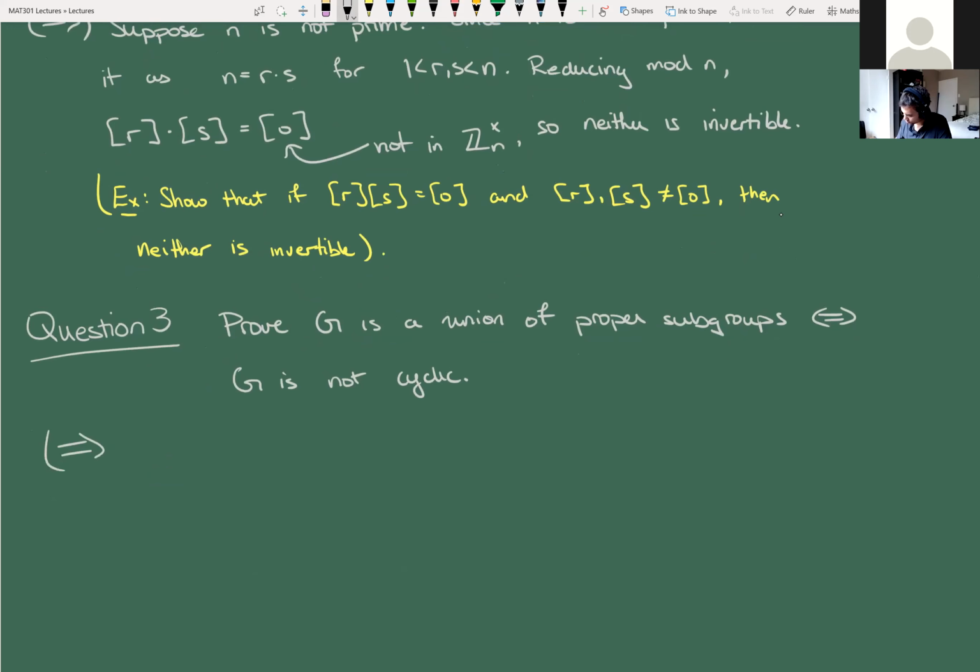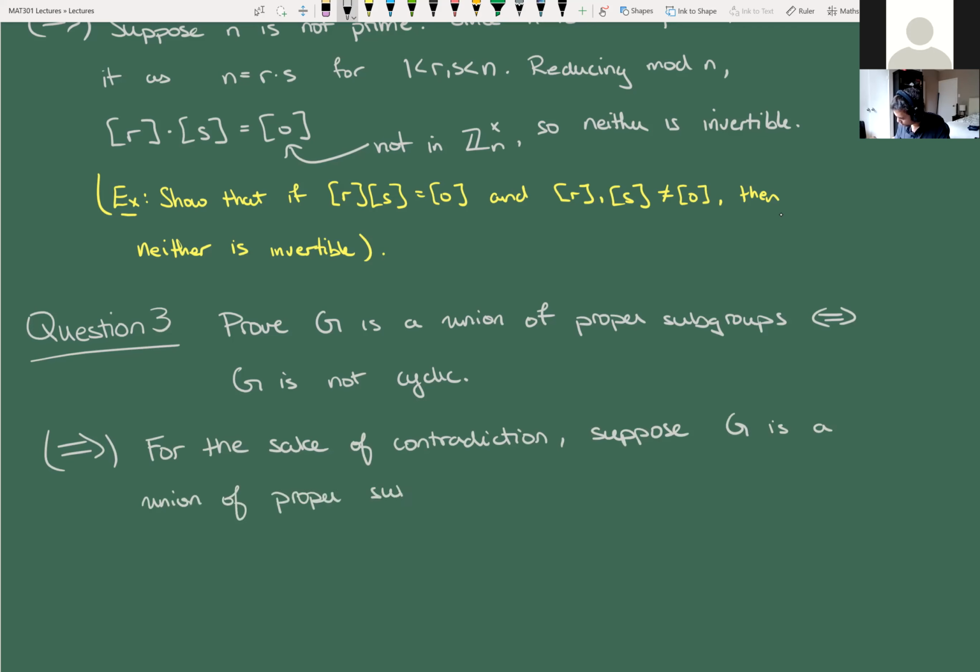So let's do this direction. I'm going to do this one by contradiction. So I'm going to suppose that G is a union of proper subgroups, but that G is cyclic. I always start my contradiction proofs this way. For the sake of contradiction, I like to tell the reader that I'm doing that right away. So let's suppose G is a union of proper subgroups, but G is cyclic.